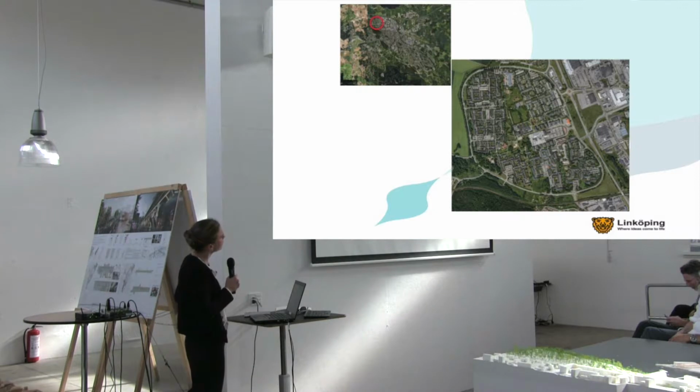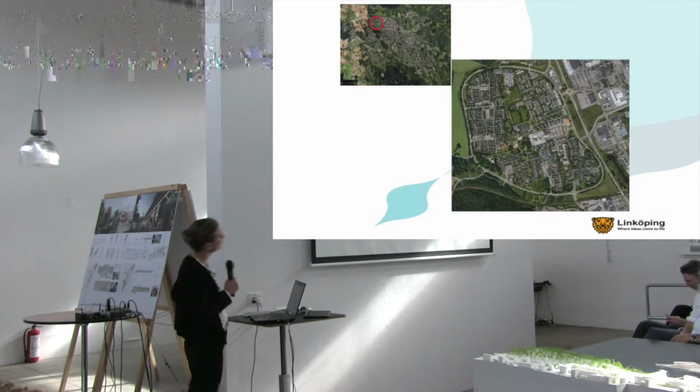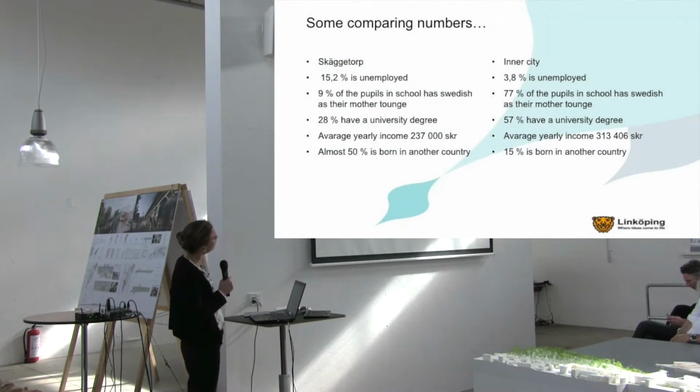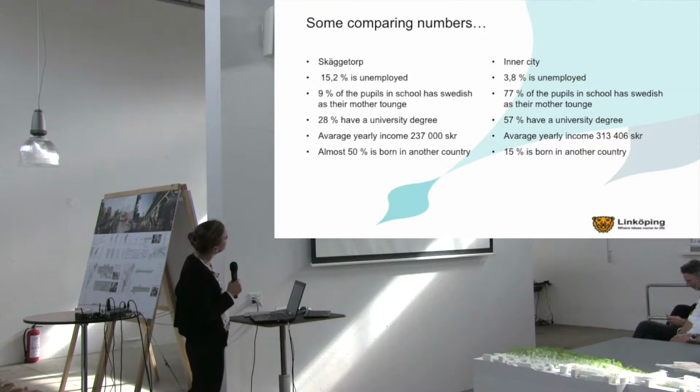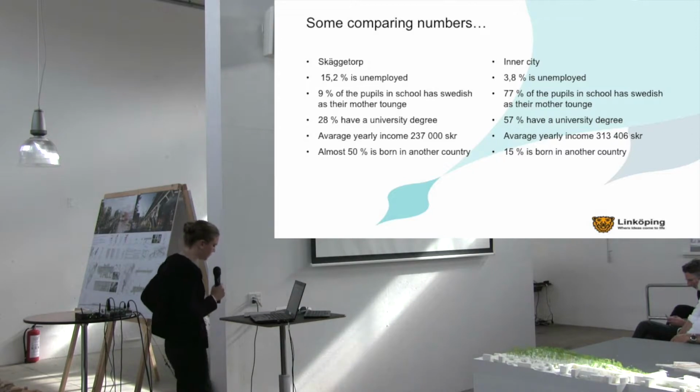Here's Skäggetorp, that's the socially disadvantaged area, and you can see there's a road around Skäggetorp, so it looks almost like a ghetto, and there are big stores, a railway, fields, and woods separating it from the rest of the town. And here are some numbers that really show that there are some big challenges in Skäggetorp.